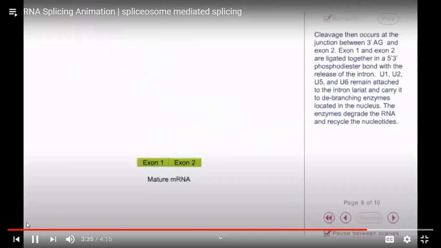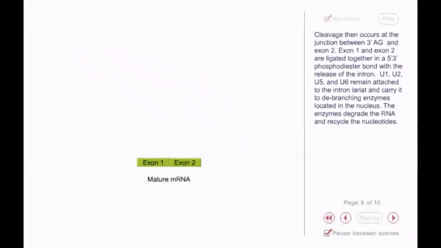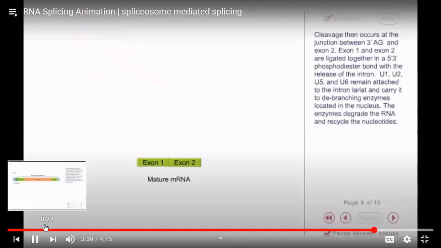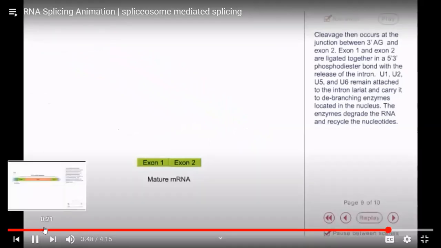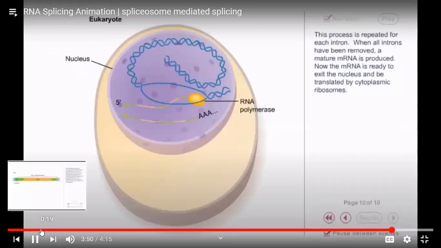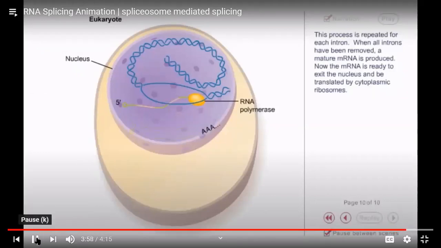U1, U2, U5, and U6 remain attached to the intron lariat and carry it to debranching enzymes located in the nucleus. The enzymes degrade the RNA and recycle the nucleotides. This process is repeated for each intron. When all introns have been removed, a mature mRNA is produced. Now the mRNA is ready to exit the nucleus and be translated by cytoplasmic ribosomes.